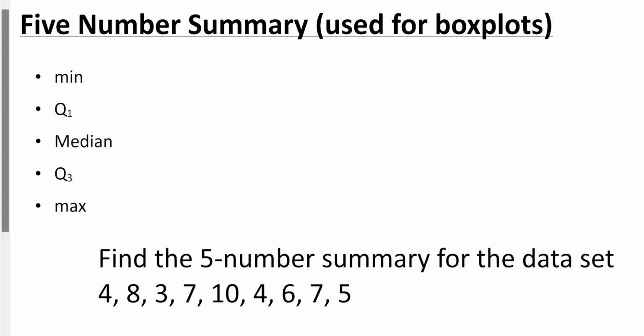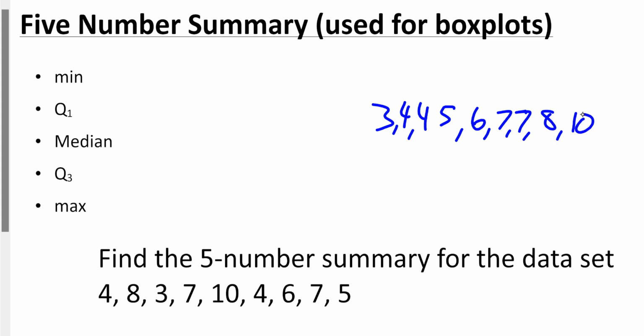So we did the 5-number summary. We talked about how you can take numbers like this yesterday and put them in order from least to greatest, and then find your quartiles. One, two, three, four, five, six, seven, eight, nine.